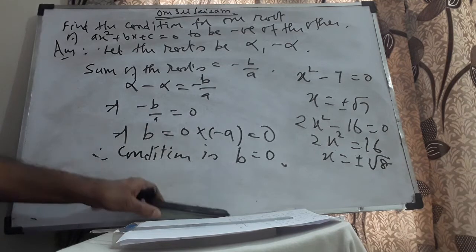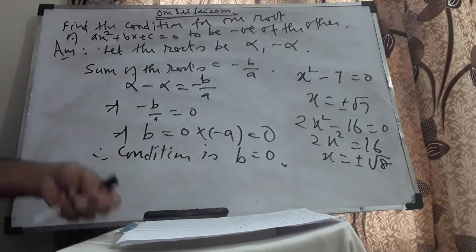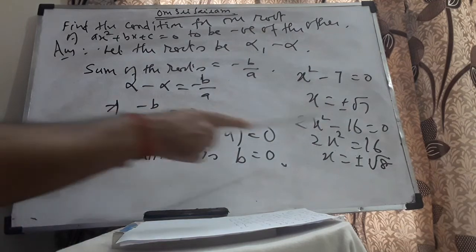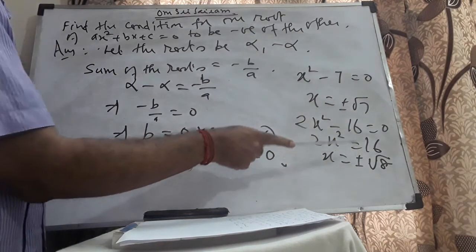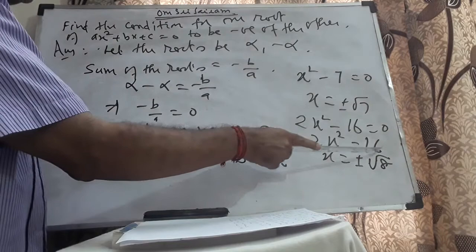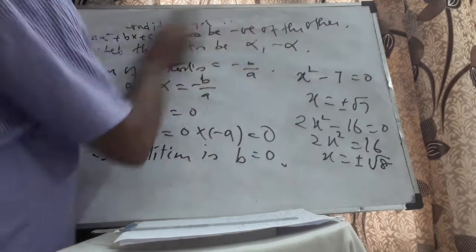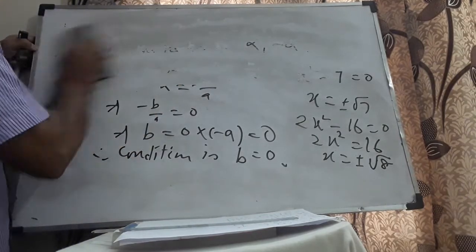Now, whenever b is 0, you have roots to be negatives of each other. One root is a negative of the other. See the correction here. Sorry, make the correction. Earlier it was written as 8 instead of 16. Sorry for the inconvenience anyway. Next sum.